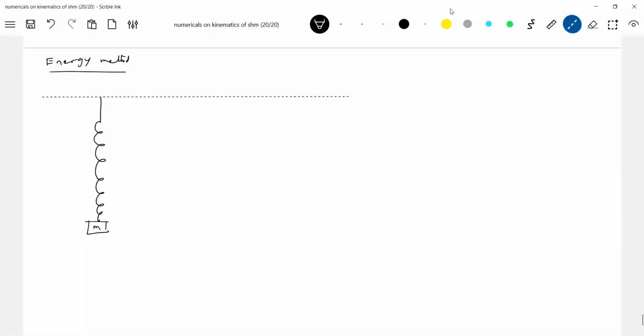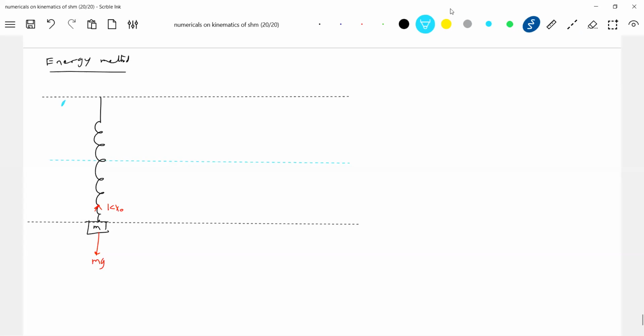Okay, there's a mean position. So initially, what are the forces acting? Spring force, Kx naught, and this is mg. And the natural length of the spring is here. I'm not bothered, but just for your convenience, I'm writing it. This is L naught.